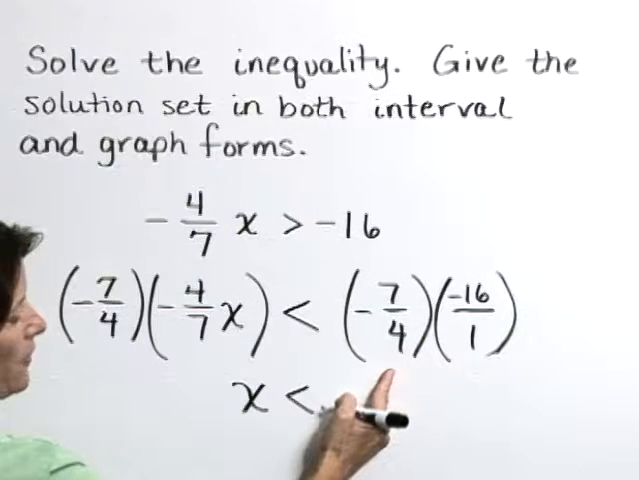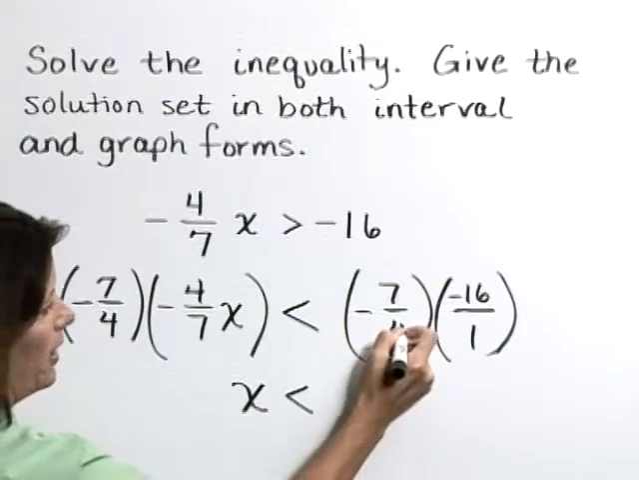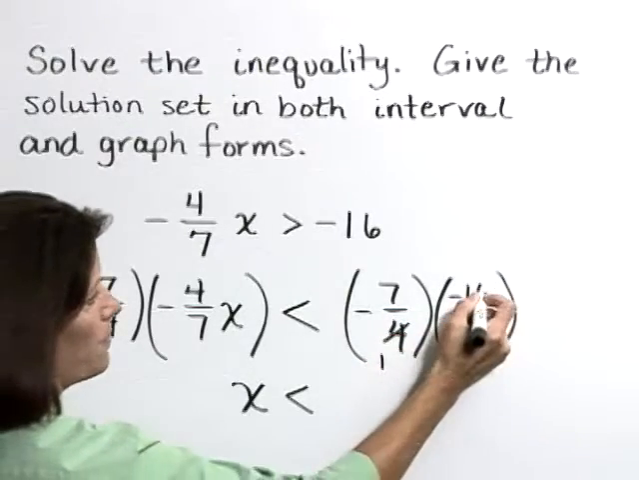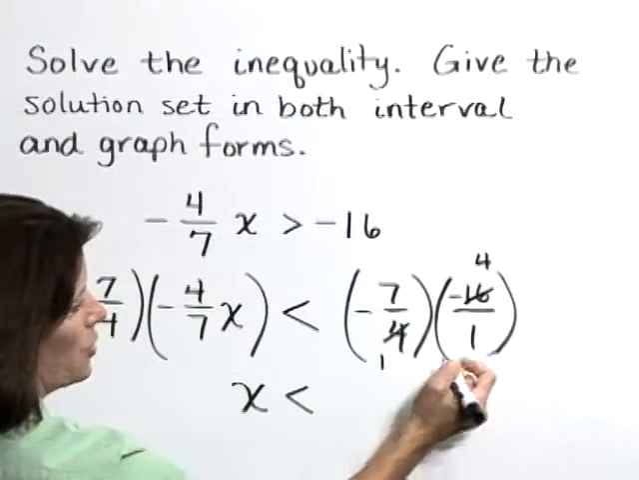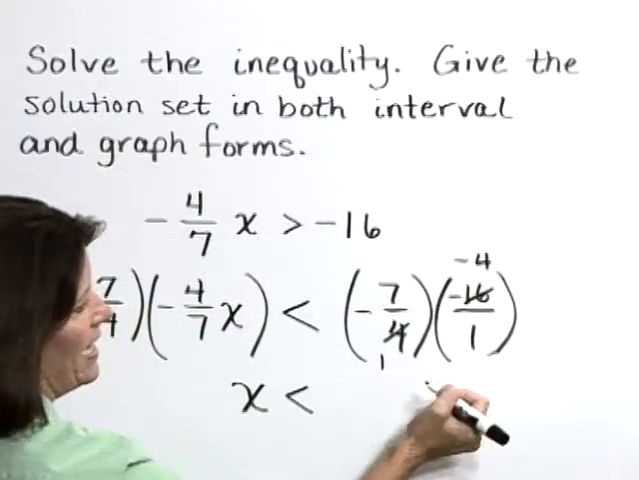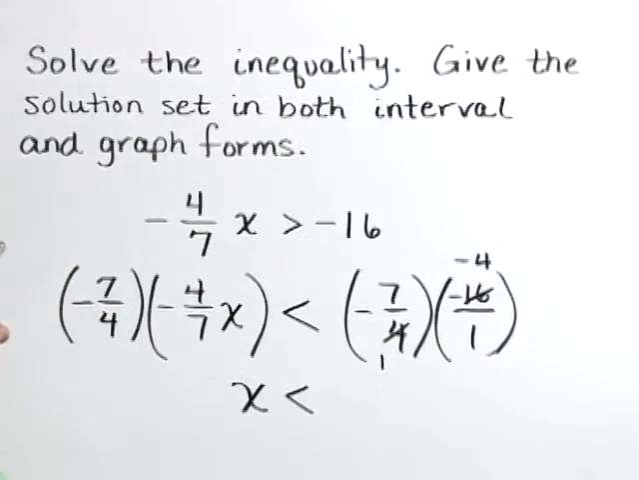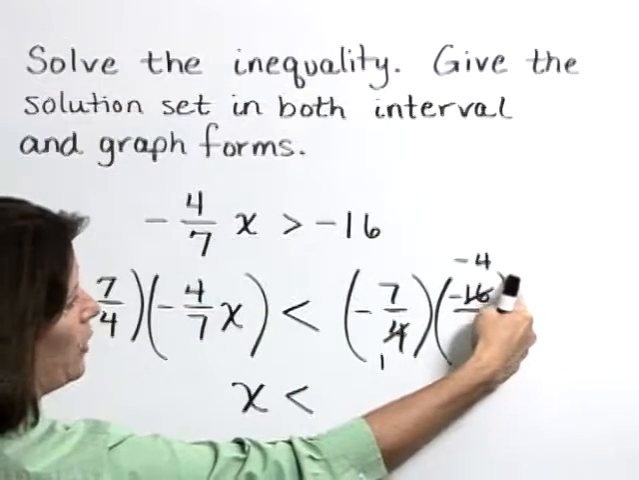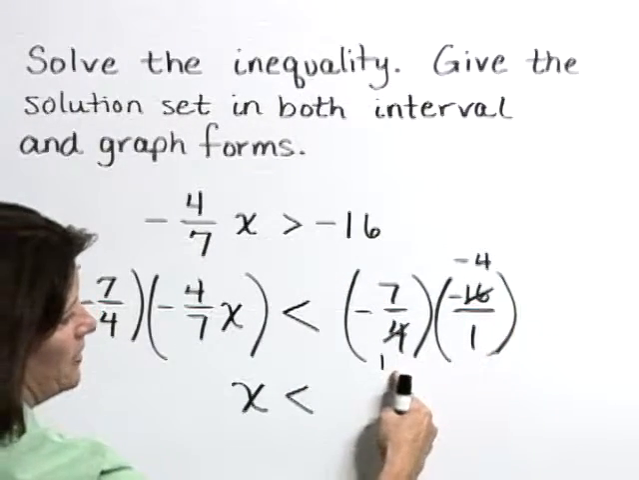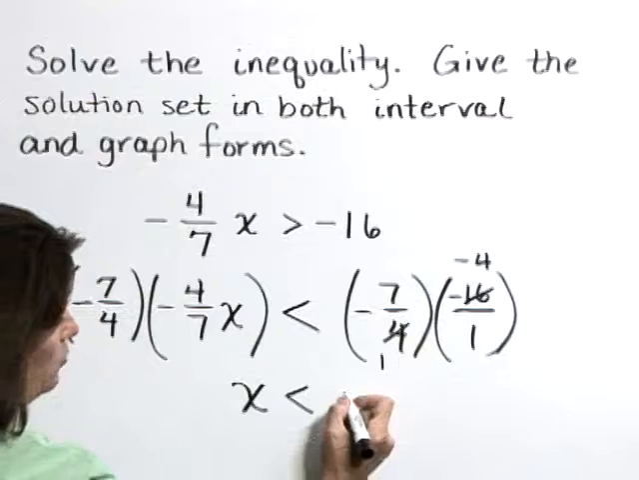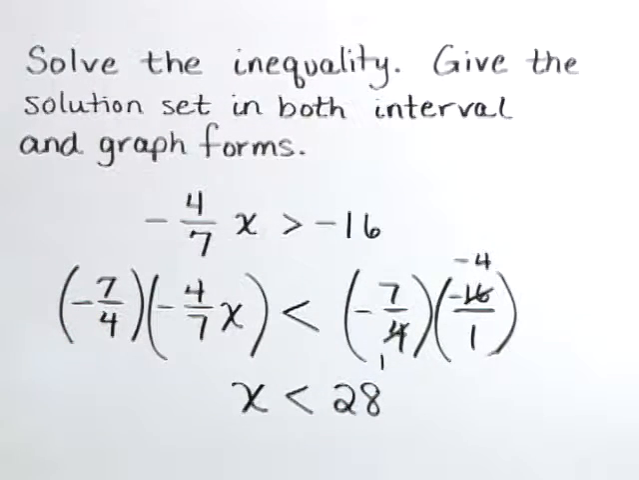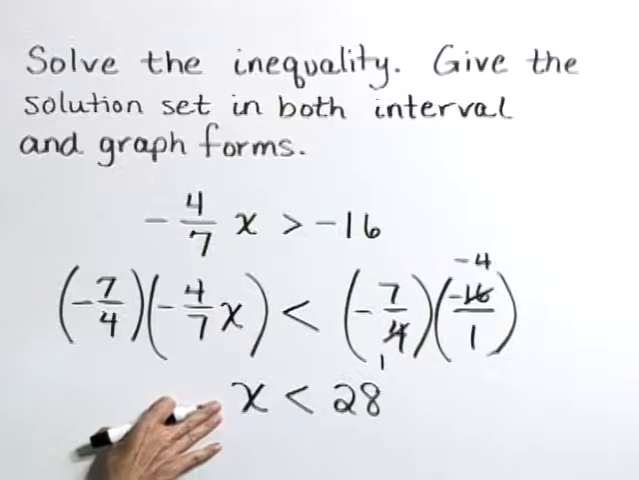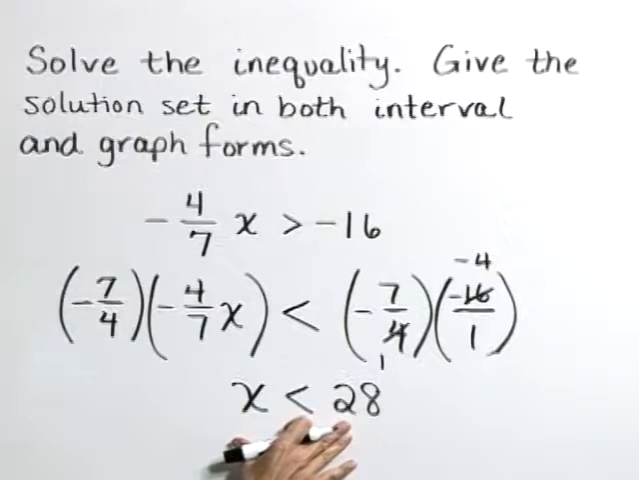On the right, let's cancel our common factors before multiplying. 4 goes into itself once, into 16 4 times, or you might say into negative 16 a negative 4 times. Multiplying in the numerator, we get a positive 28, in the denominator 1, and 28 over 1 is just 28. So our answer is going to include all values x that are less than 28.